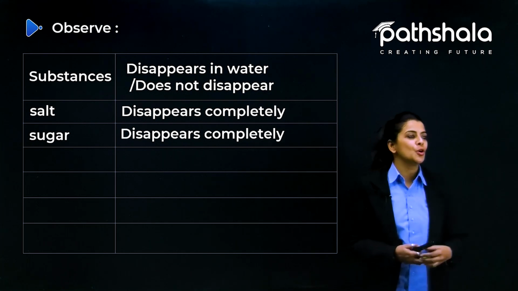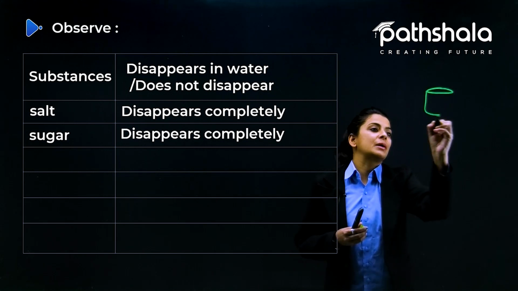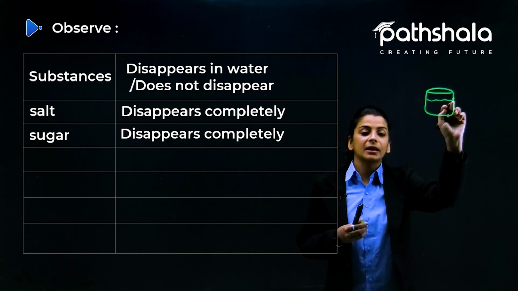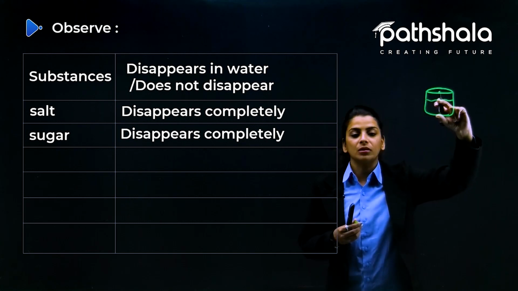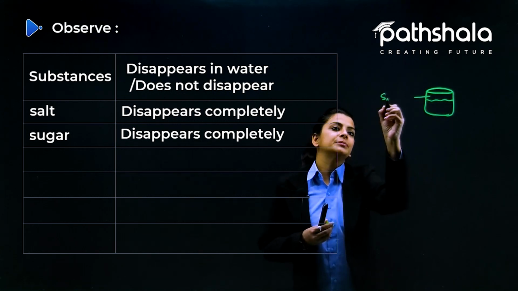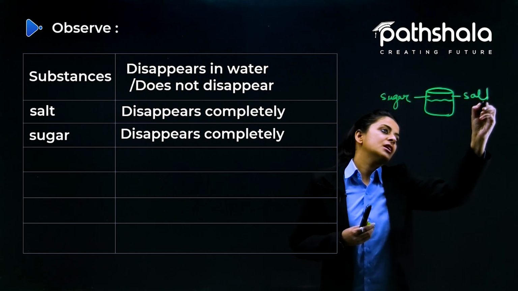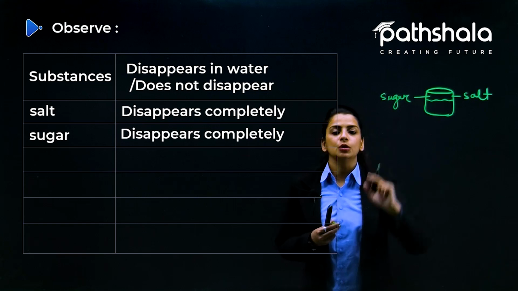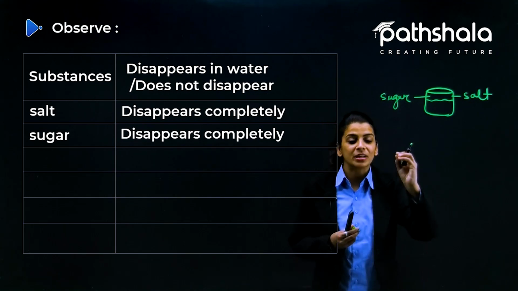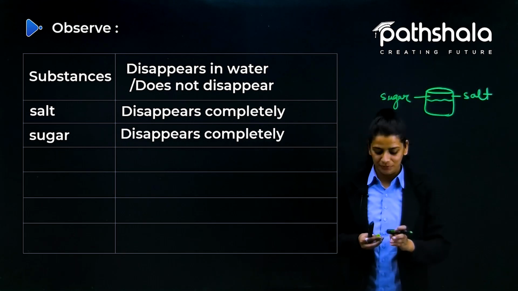You can try it at your home also, but here I'm just drawing the diagrammatic representation of how it looks. So I have taken this mark as the water, the amount of water we have in the beaker. Now I am putting sugar in it and salt in it, separately. So the solution will look clear. It will look clear, meaning that sugar and salt dissolved completely in the water.